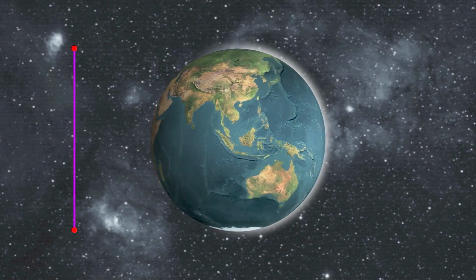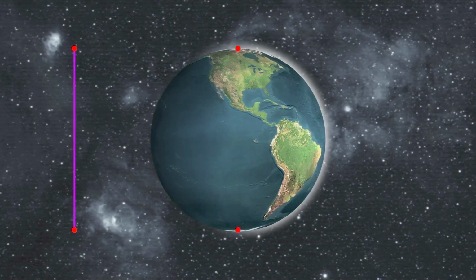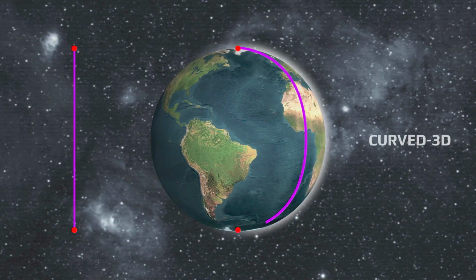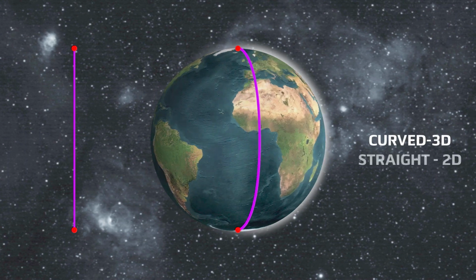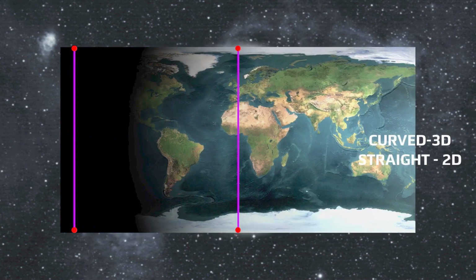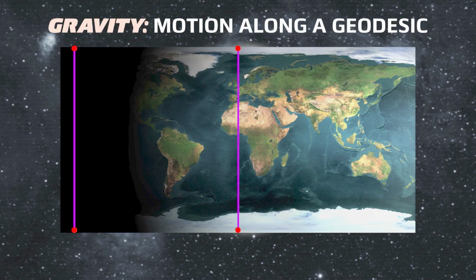On a curved surface, let's say the Earth, the shortest distance between the 2 points is the same line, which appears curved relative to a 3D observer, but straight relative to a 2D observer. Such a line is referred to as a geodesic, and gravity causes motion of a body along a geodesic.